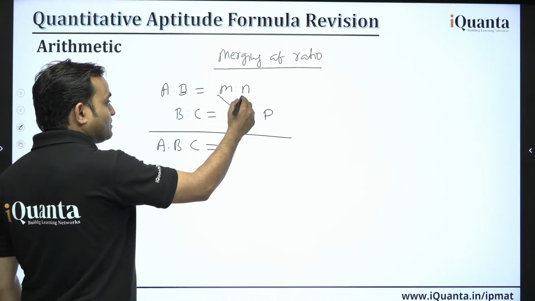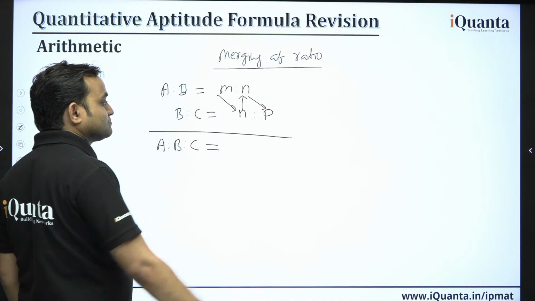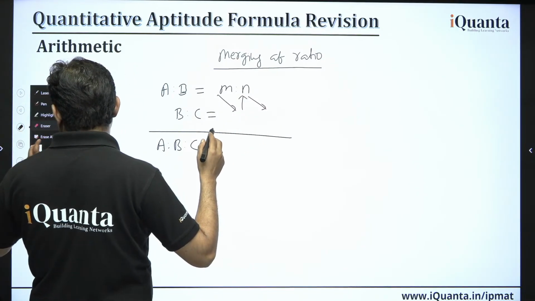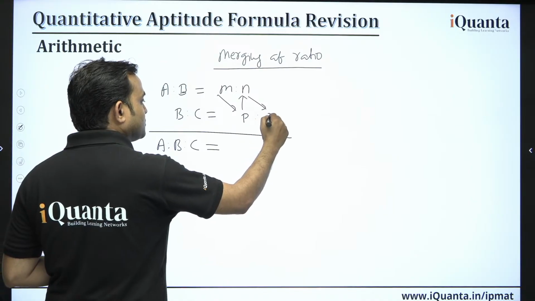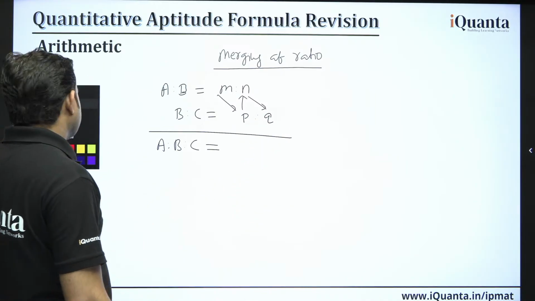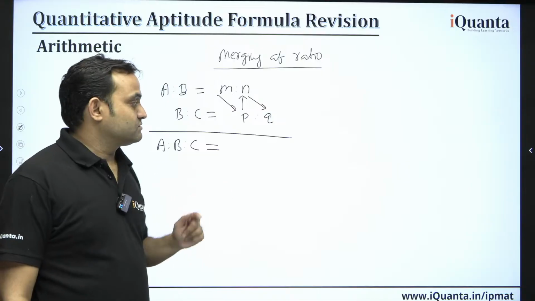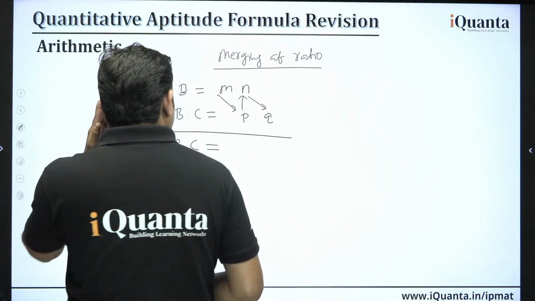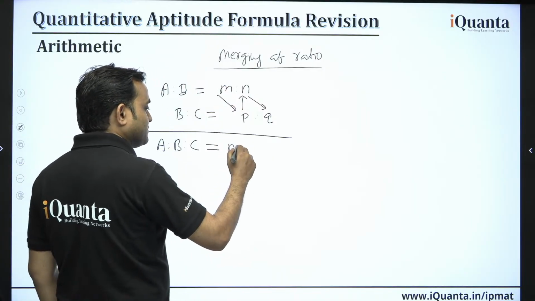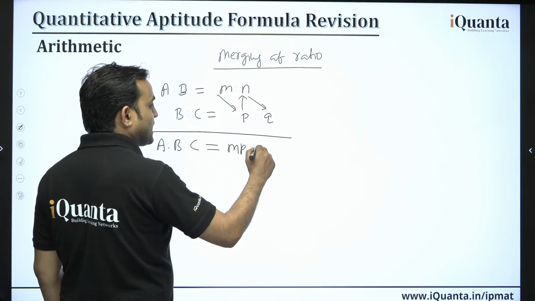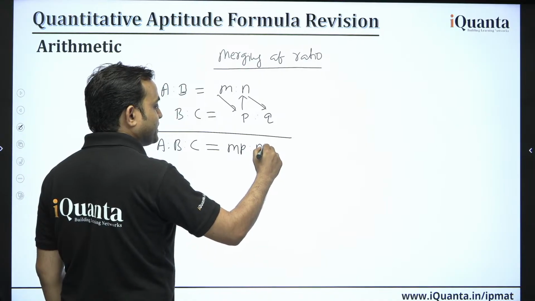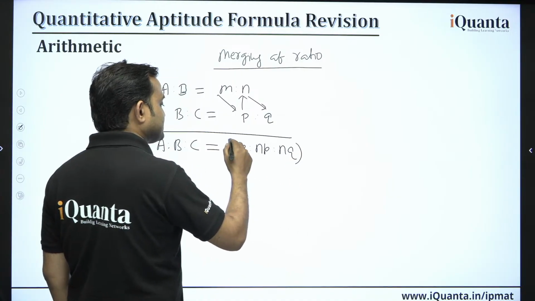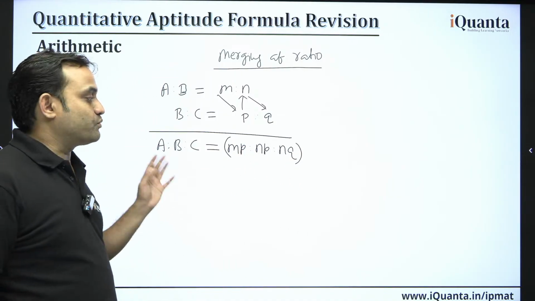Multiply M into N, then N into N, then this. Okay, let's change this. Let's say this value is P is to Q. Then how do we write A is to B is to C quickly? There are lots of methods, but this is the quickest one. How do we do it? So multiply MP. So it will be MP is to NP is to NQ. This is the ratio of A is to B is to C.